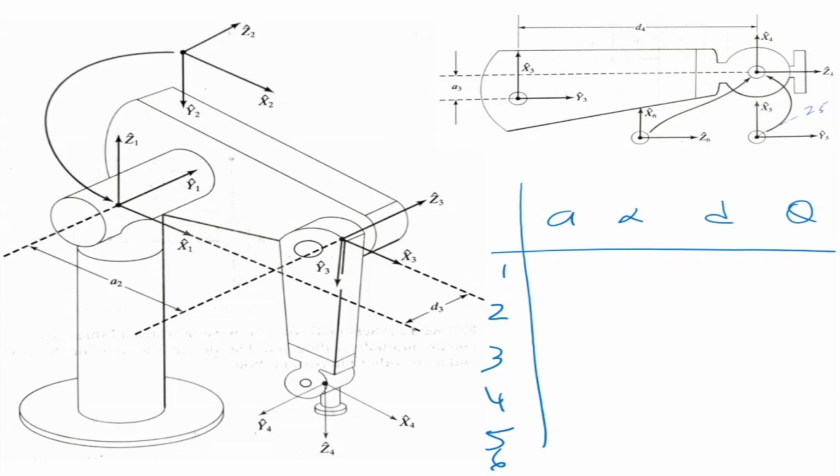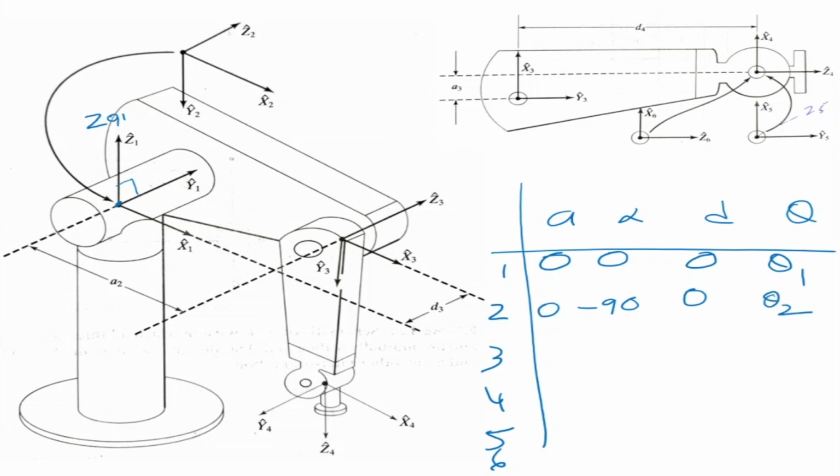The terms which we got: the first row is 0, 0, 0, theta 1. You can see the 0 frame and the Z1 frame are the same frame, intersecting at the point, so the first row is 0, 0, 0, theta 1. The next one is that Z is rotated by 90 degrees, so Z1 has become Z2, and that is a minus 90 there. The origins are still the same, so A is also 0 and d is 0.